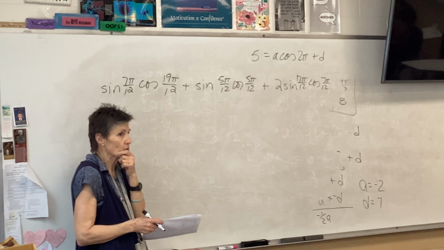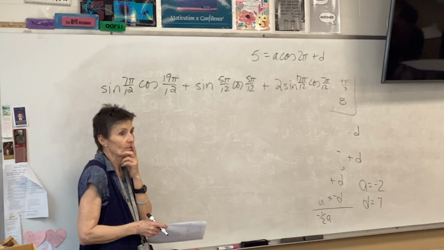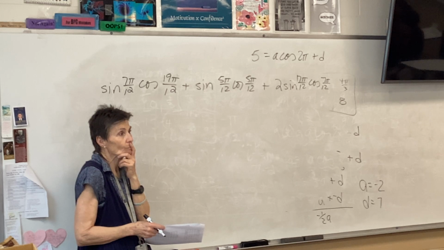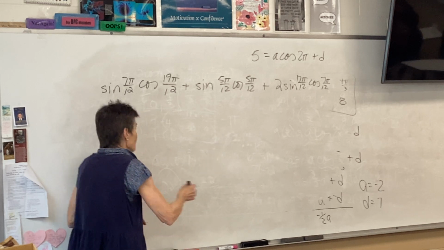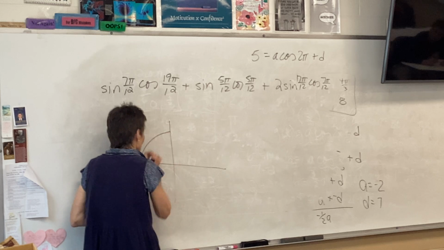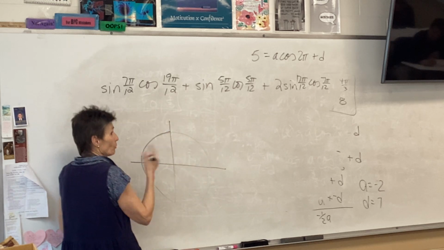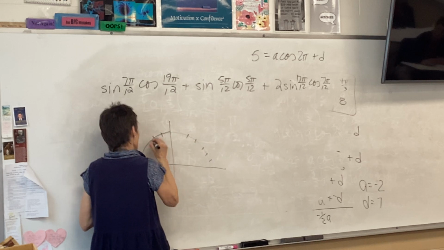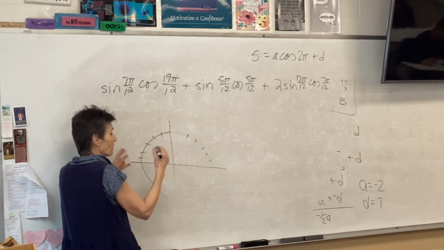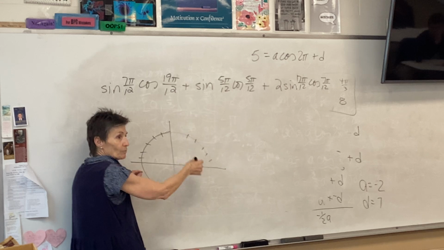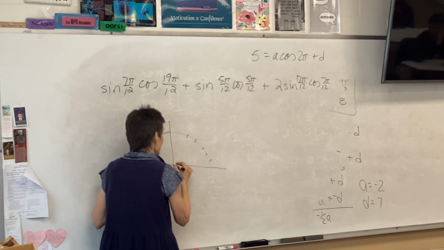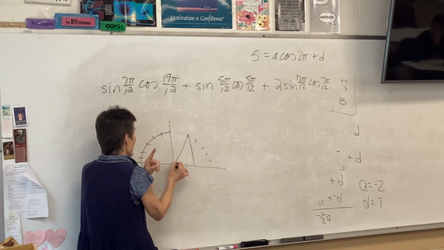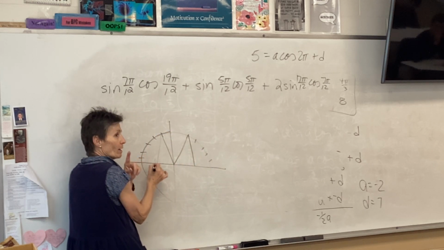So what else do you notice? Can you add them all together? No, they're not like terms. Here's what I want you to think about. These are all 12s. So 1, 2, 3, 4, 5, 6, 7, 8, 9, 10, 11, 12. I'm not even going to space. There's the first 12 12s. Think about an angle at 5 12s and an angle at 7 12s.